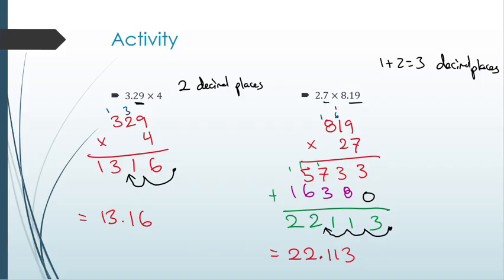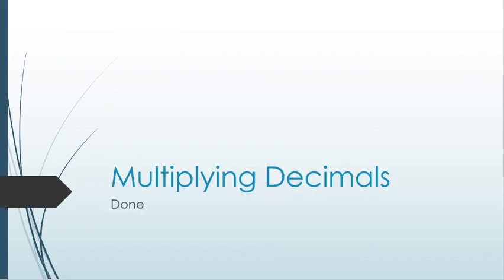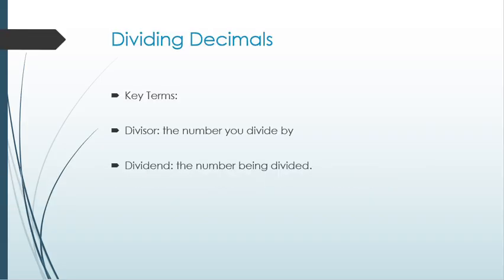So let's move on. So we are now done with multiplying decimals. The next thing we're going to cover is dividing decimals. So some key terms that you need to know: the divisor and the dividend, okay? The divisor just means the number you divide by, and the dividend just means the number being divided, very simply.